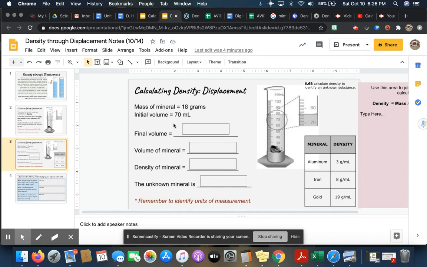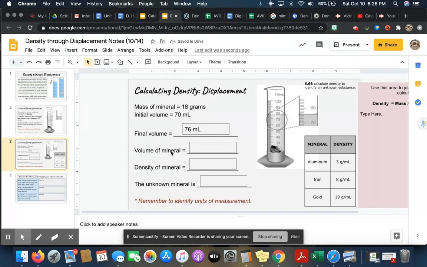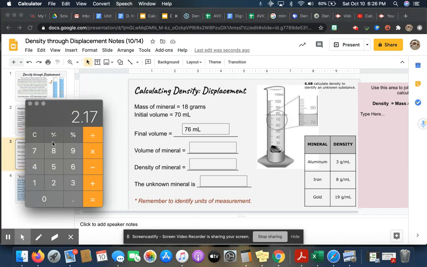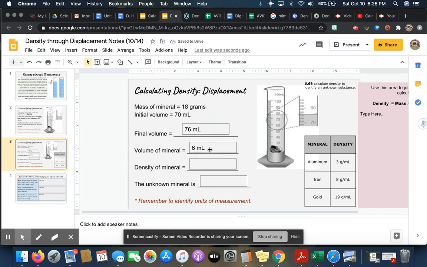So on the next slide, they give me the mass, they give me the volume. It's telling me to find my final volume. So my final volume will be 76 milliliters. Now I have to find the total volume of my mineral. So I'm going to pull up my calculator, and I'm going to take 76 and subtract 70 from it, and I will have 6. So 6 milliliters, that's the volume. Now I have mass, and I have volume. Now I can calculate for density.